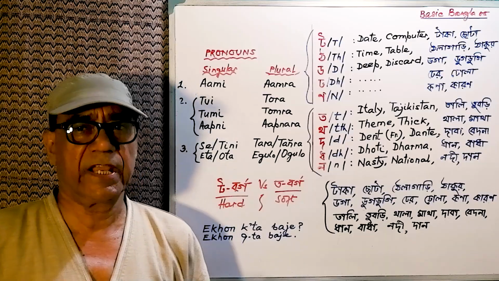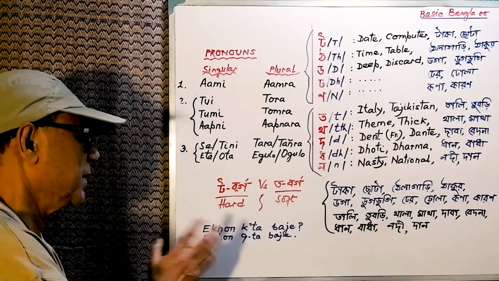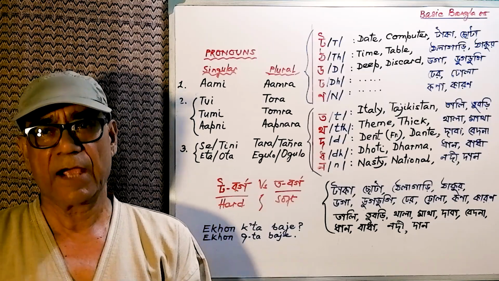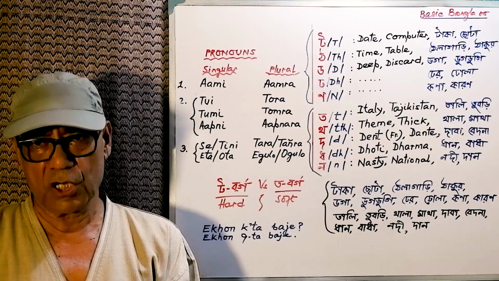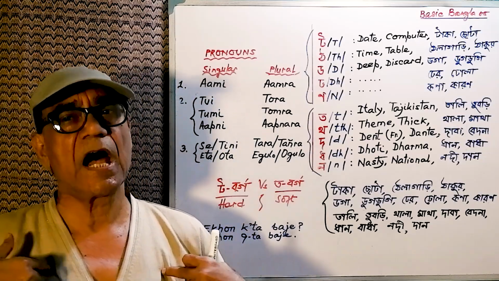Okay? So we'll take a separate session on how to describe time. But just remember, ekhon kota baje, ekhon charte baje, ekhon nota baje, etc. You have learned I means Aami.